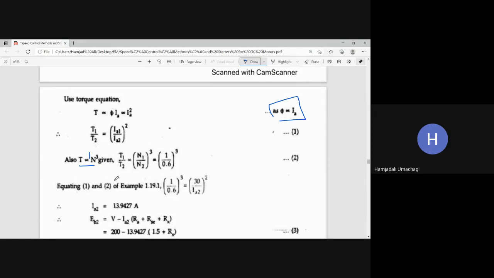Then what happens if you check equation 1 and equation 2? The LHS is what? T1 by T2. In equation 1, the LHS is T1 by T2. In equation 2, here also it is T1 by T2. So on comparing equation 1 and 2, we can say that these two equations can be equated. They can be equal, yes or no? So T1 by T2 equal to T1 by T2, equal to Ia1 by Ia2 whole square, that is equal to 1 upon 0.6 whole cube. Do you agree?